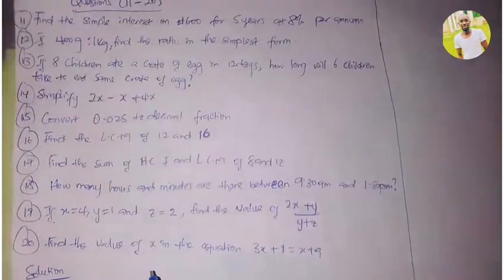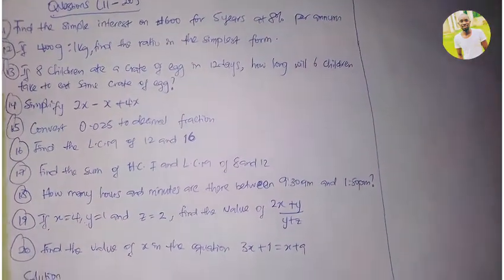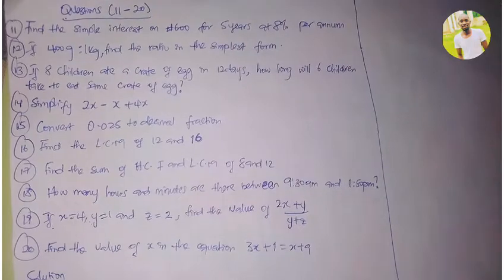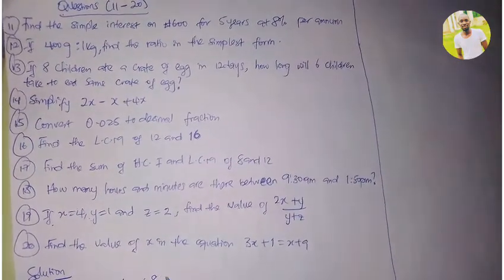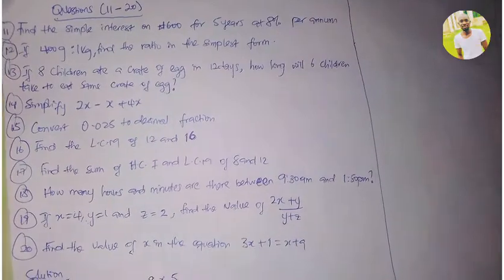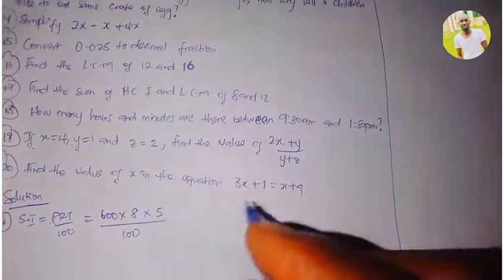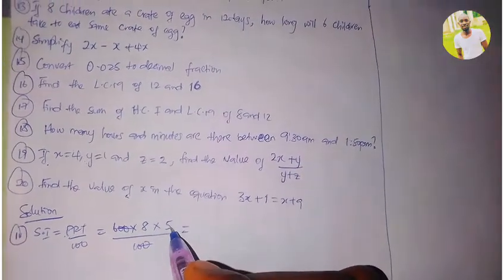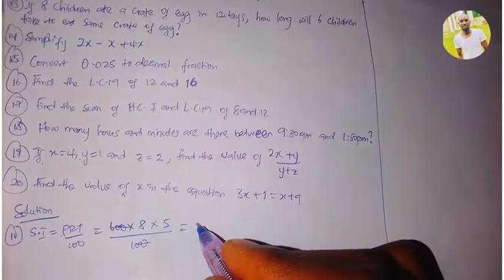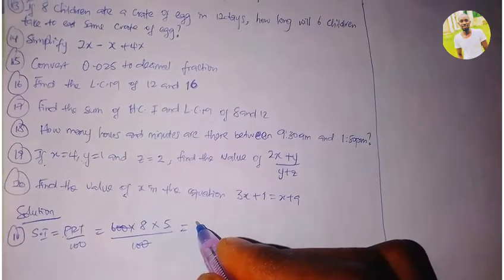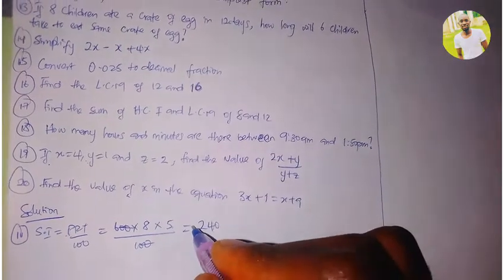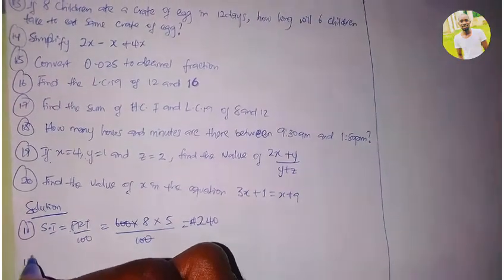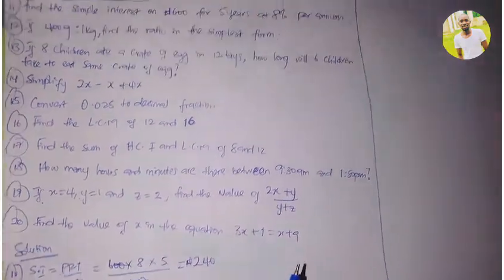My principal is always in naira, that's 600, times my rate, which is always in percentage, that's 8. My time is always in years, that's 5. Everything over 100. This is the representation. In which case, 2 zeros cancel 2 zeros. 8 times 5 is 40. 40 times 6 is 240. So I have 240 naira. So the simple interest equals 240 naira. As simple as that. So just know the formula and then you're good to go.